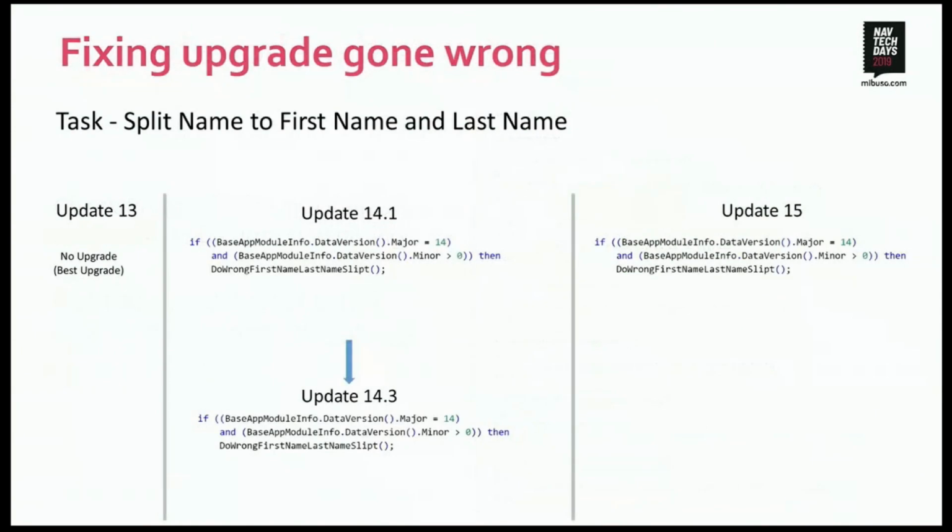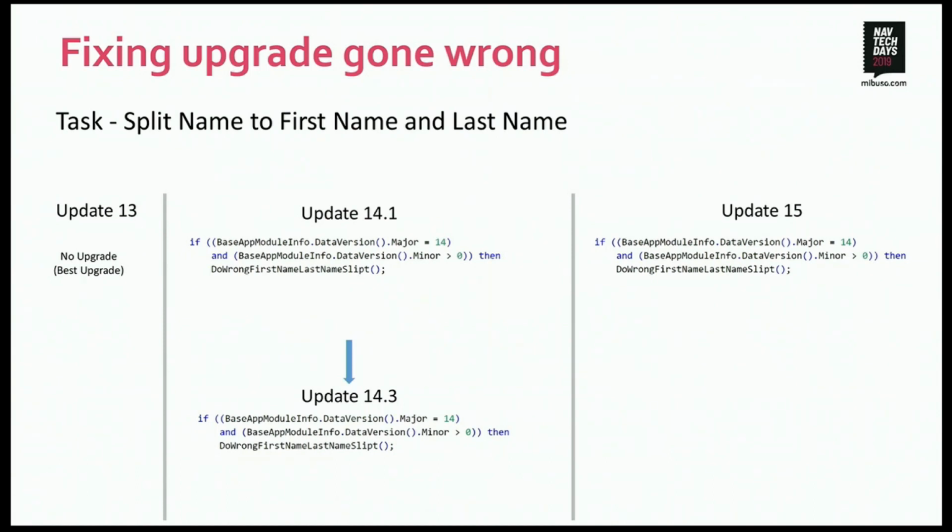Oops, what happened? So, an upgrade can go wrong, right? Let's say that in this case, we have done a wrong first name and last name split. And now, because we have multiple versions, and we heard about it late, we have 15, 14.3, 14.1. And now the question is how we are going to fix this one.